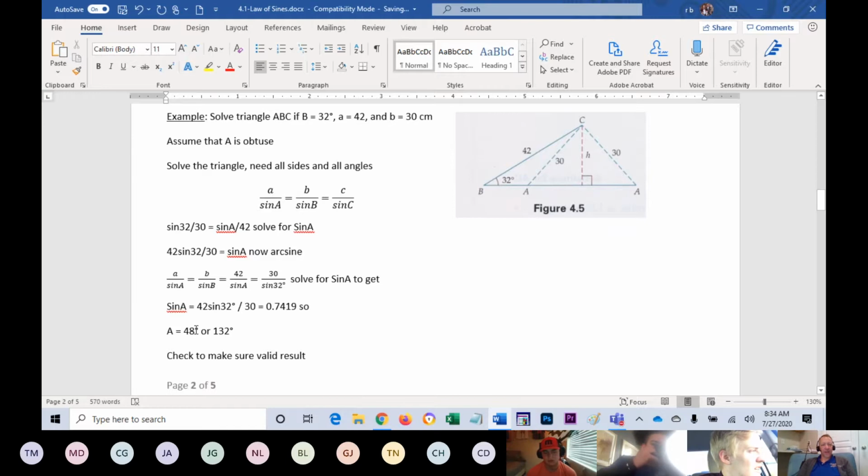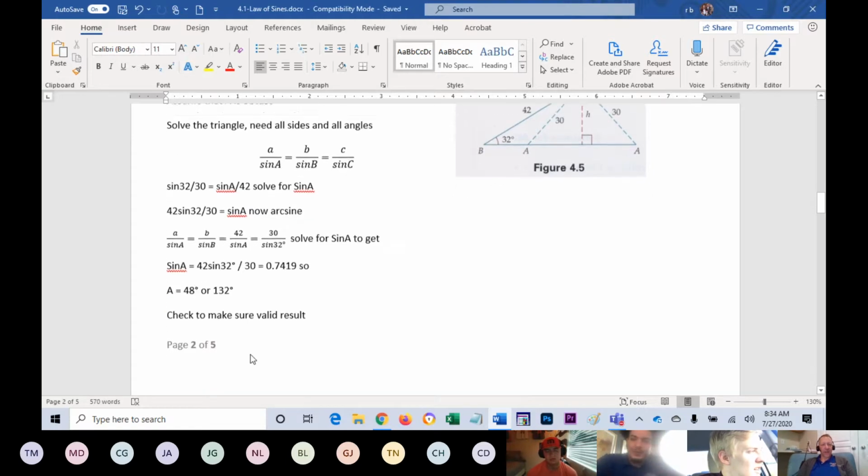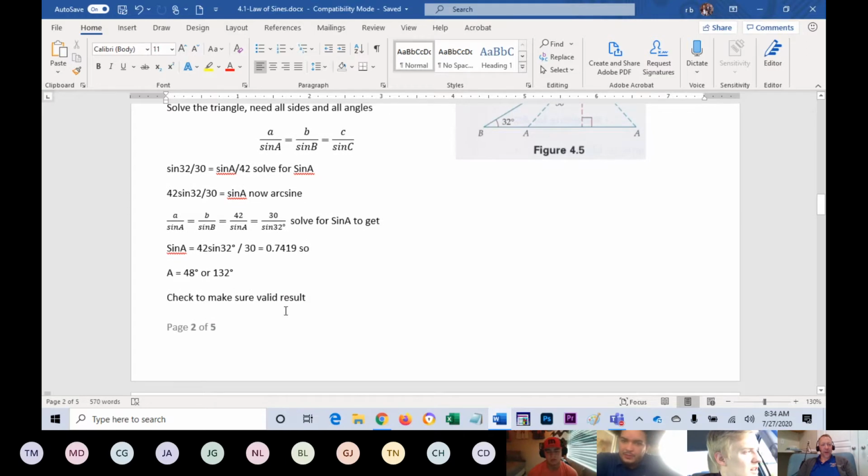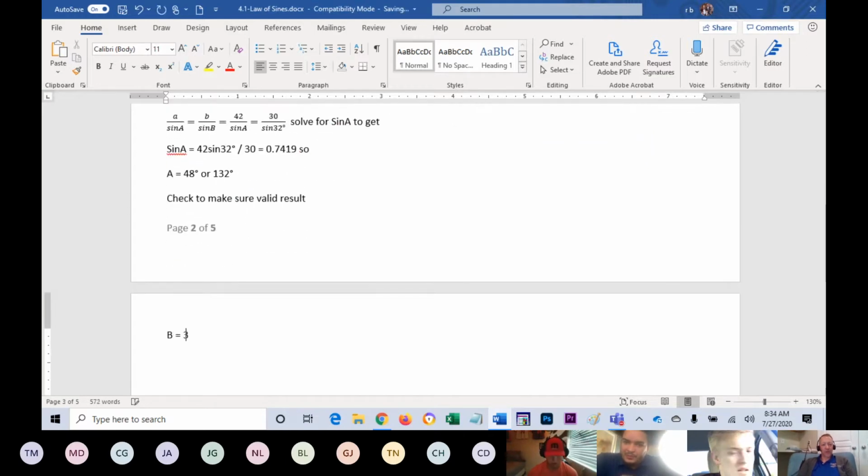So what makes this easy in this case is that we've got angle B, so B equals 32. If A equals 48 degrees, what does C have to equal in that case? 100 degrees. 100 degrees, okay. And if B equals 32 and A equals 132, what does C have to equal in that case? 16 degrees. 16 degrees, okay.